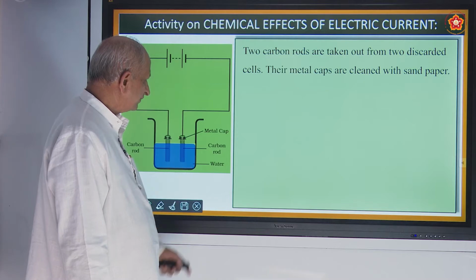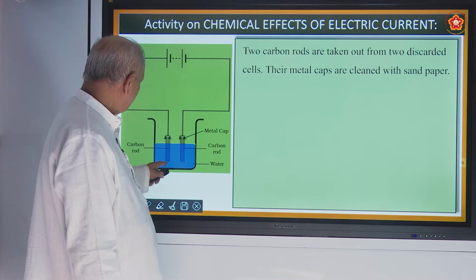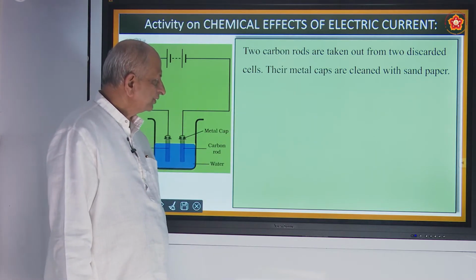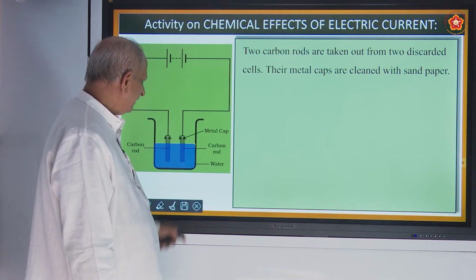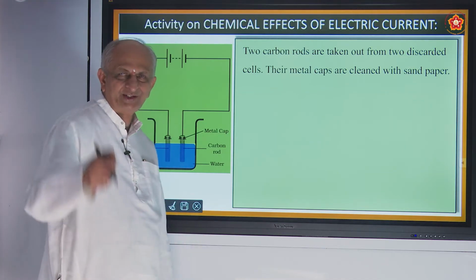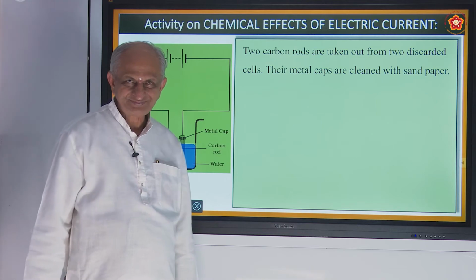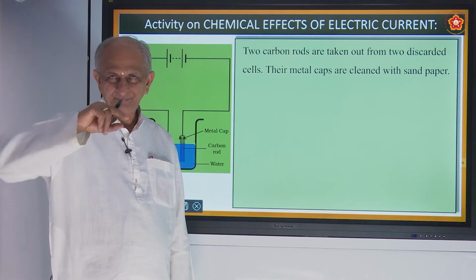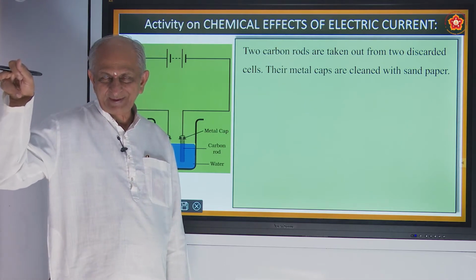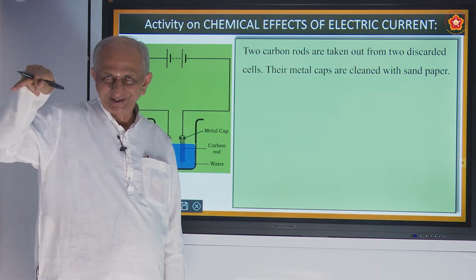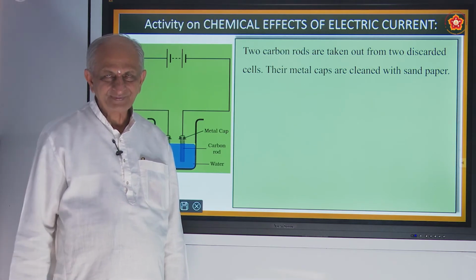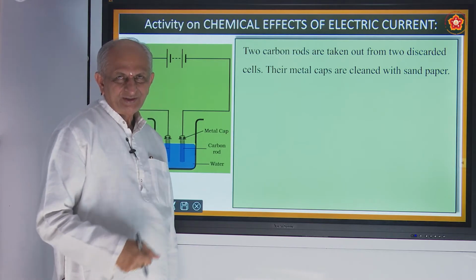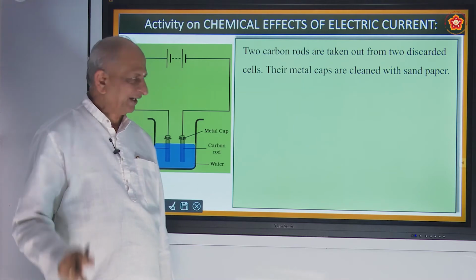Take 2 carbon rods and you have to clean them up, and on the top, of course, the metal caps are cleaned with sandpaper. This is the metal cap. You have seen the metal caps on the top of the cell, correct? Suppose you want to get light from the cell, what do you do? Connect the positive, namely the metal cap, and the negative, meaning the zinc can, to a bulb that gives current. The metal cap is called positive, the zinc can is called negative. When you connect it, it gives current.